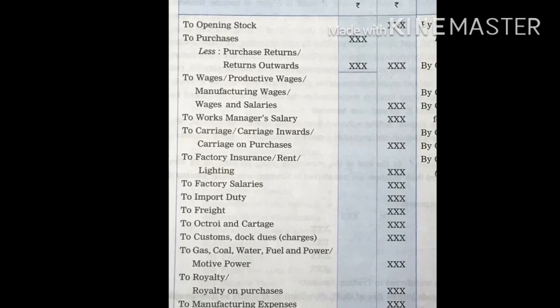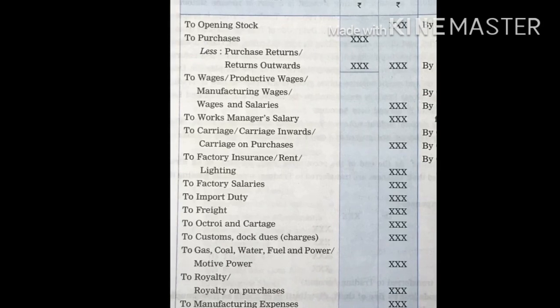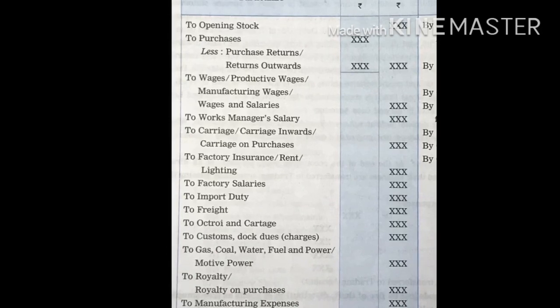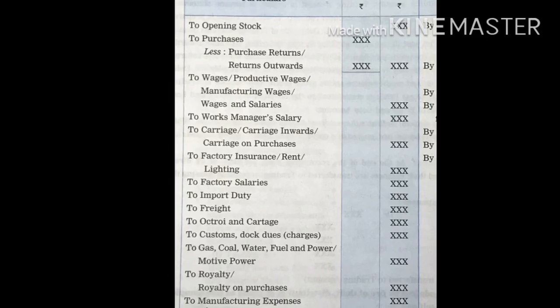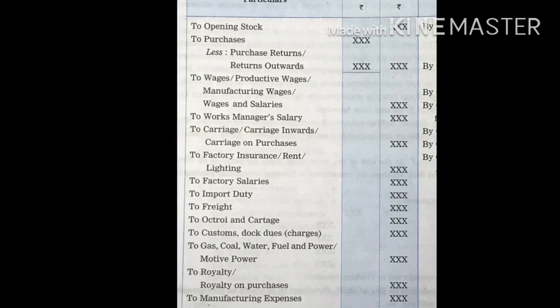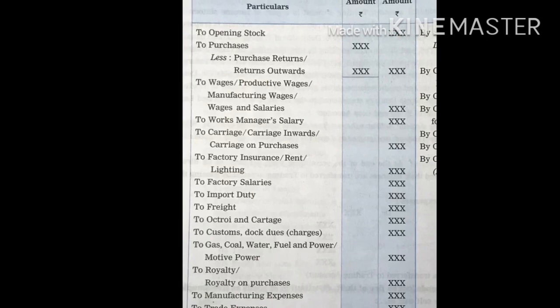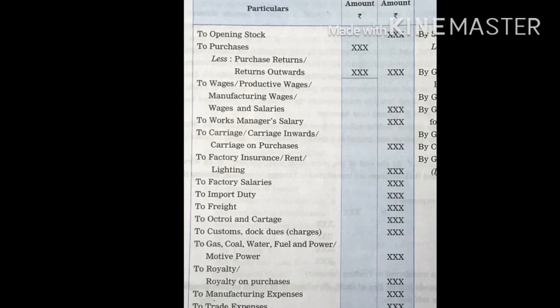Next is direct expenses. All expenses which are incurred for purchasing or manufacturing of goods or services are called direct expenses. In other words, expenses which have direct relation with the production of goods or services means direct expense. They can be wages, carriage, octroi duty, custom duty, factory rent, factory insurance, motive power, coal, gas, water, royalties, trade expense. All these things are your direct expenses.